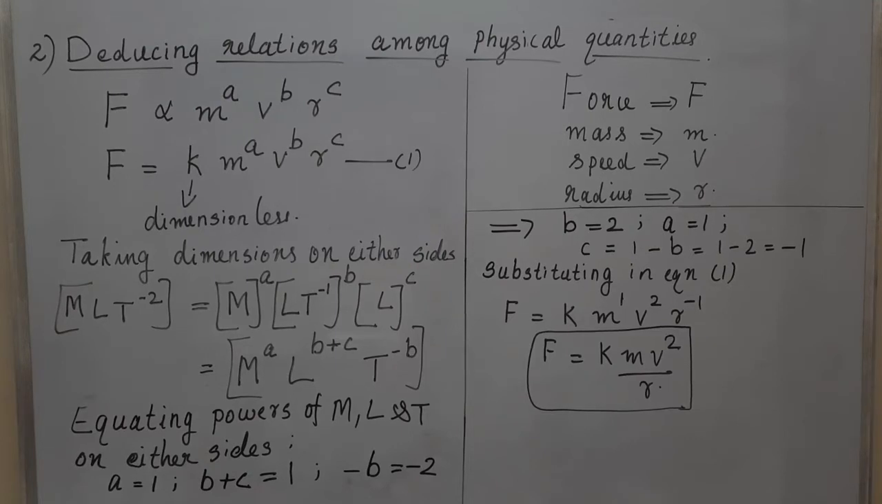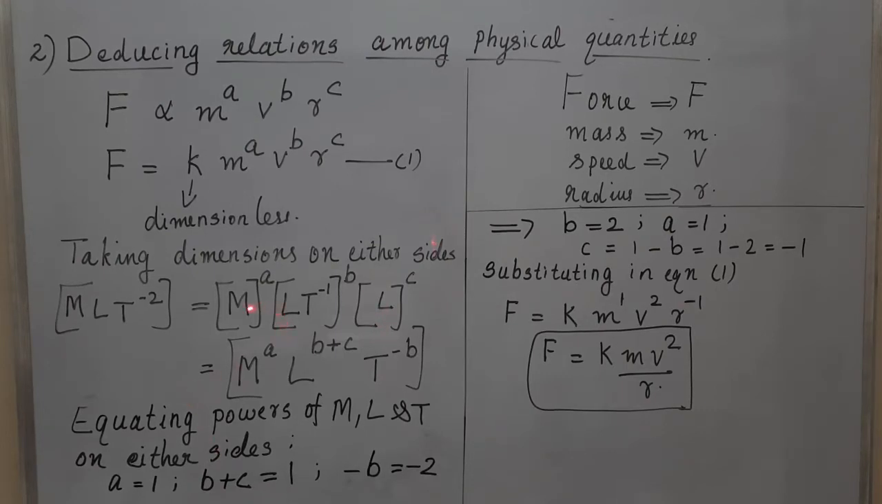So what do we have? On the left hand side it is force, so we have M L T raised to minus 2. And coming to the right hand side, k is not having any dimension, so no dimensions there. Now m raised to a, so here M raised to a. v raised to b: the dimensional expression of v is L T raised to minus 1, all raised to b. Now r raised to c. r means radius, that is length. So L raised to c.